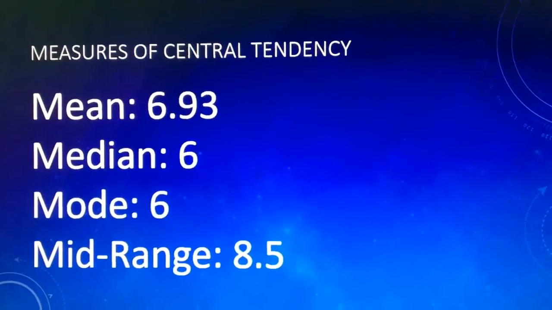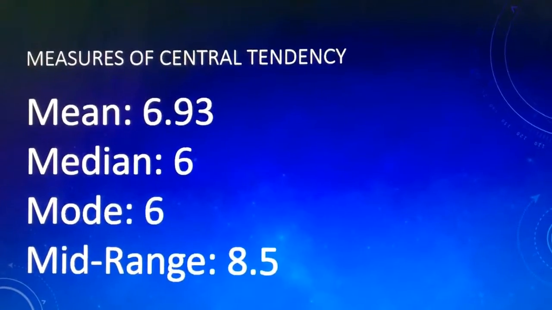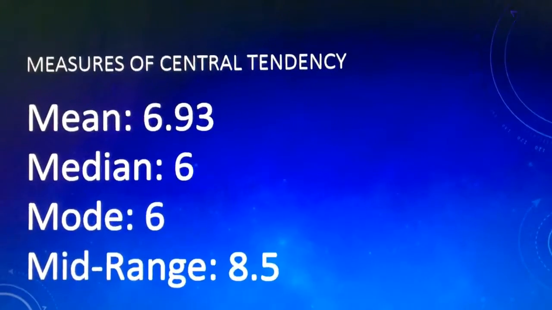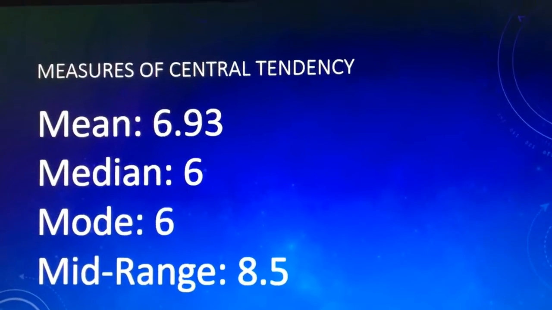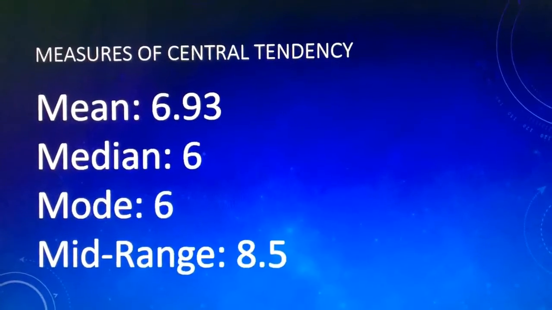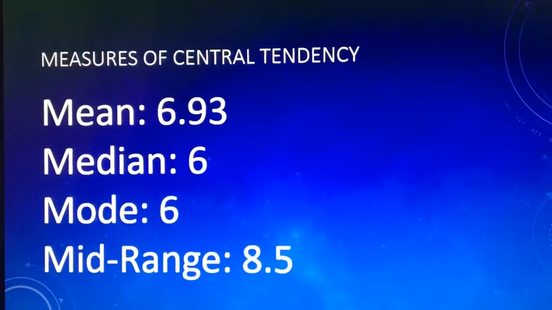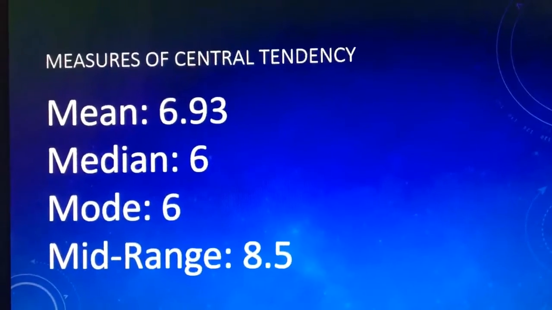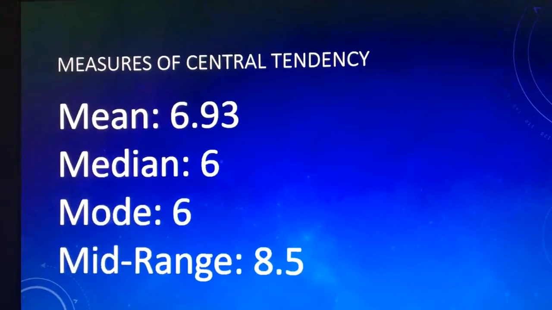The next one is the median, which is the middle point of all of our data values. You have to order them from least to greatest and then cross them out starting from the outside to the inside, and you find the middle. In our case it was 6. The next one was mode, which is the number that occurs the most in our dataset, which was 6, with 15 responses. And lastly, we had mid-range, which is the average of the maximum and minimum, which was 8.5.